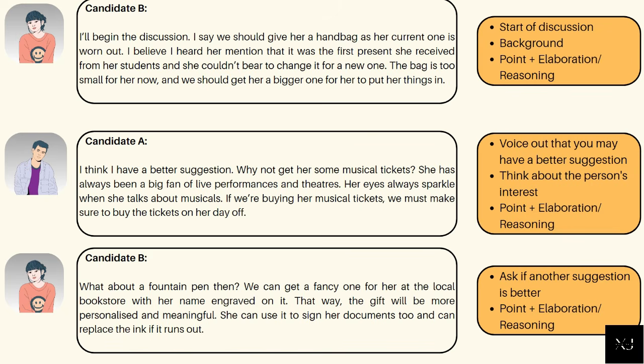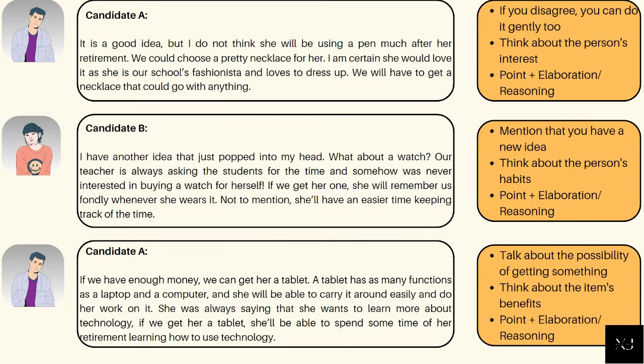Candidate B asked if another suggestion is better, like what about a fountain pen? Then she gave her elaboration on where to get this pen and how to make it more personalized, how it is more special, and what the teacher can use this pen for. However, candidate A kind of disagreed with candidate B's idea, but he did not say it out loud. He gently said it.